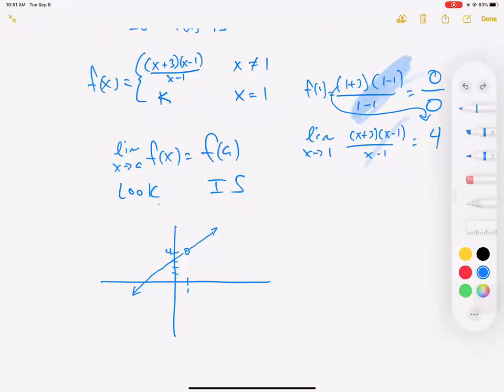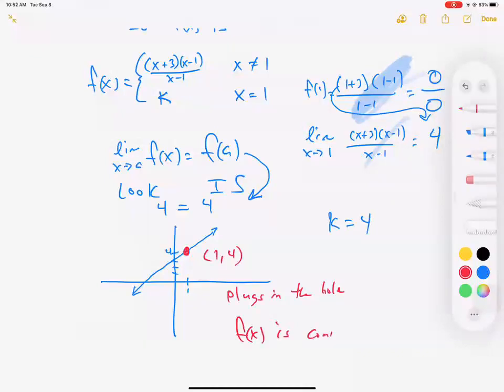Well, the limit is 4 here. So what should the function be? The function should be 4. k should be 4. And if k was 4, at the point at 1, k would be 4, and that plugs in the hole. Totally plugs in the hole. Now, the overall function f of x is continuous if k equals 4.